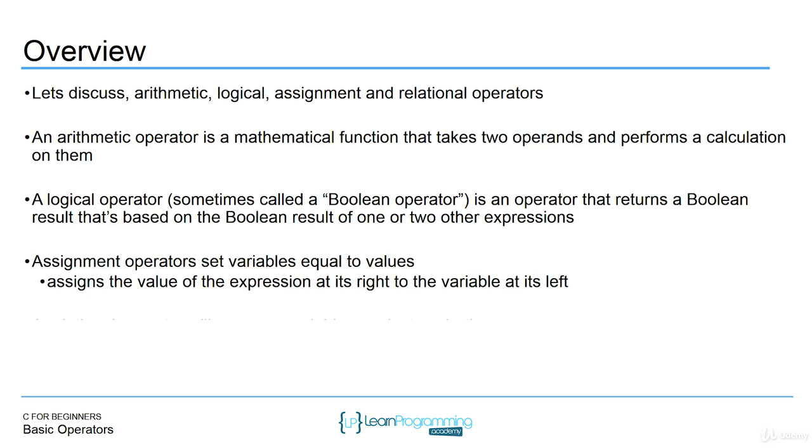An assignment operator just sets variables equal to values. It assigns the value of the expression at its right to the variable at its left. So it has a right operand and a left operand. Again, it's infix. And then a relational operator will compare variables against each other. This is a comparison type of operator, like less than and greater than. But let's go over each one of them, because C supports a super rich set.